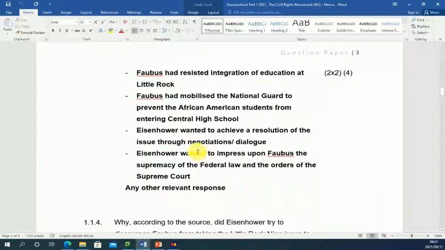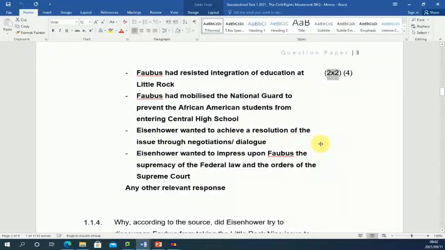Okay? So, Forbes had, and we over here again look at the mark allocation, it tells us that we need 2 detailed pieces of information. Okay. So Forbes had resisted integration of education at Little Rock. Forbes had mobilized the National Guard to prevent African American students from entering Central High School. And those 2 then worked together. Okay. So he resisted the integration, and then by extension had then mobilized the National Guard to prevent the African American students from entering Central High School. So we're using our own knowledge and combining it with the knowledge from the source.